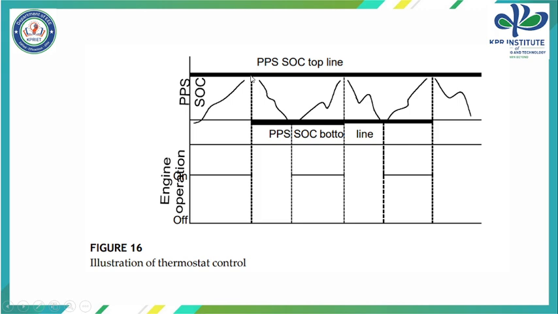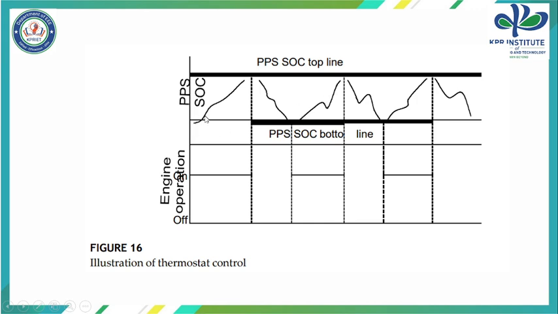If it is turned off, then the vehicle is propelled only by the peaking power source. If it meets the condition here, the engine will be turned off here. From this position to this position, the peaking power source alone is going to propel the vehicle, so the battery is going to be drained. Once it reaches the peaking power source SOC bottom line, again the engine generator is going to be turned on, and again the battery is going to be charging here.